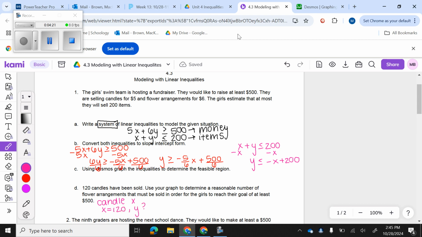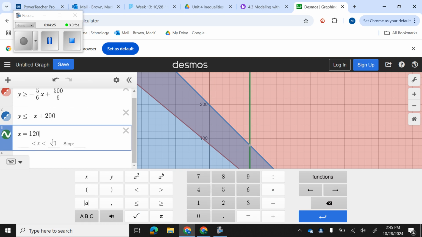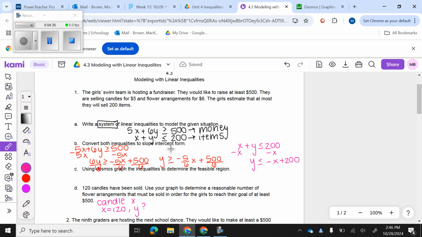Okay, we got to make sure that this is in the feasible region. So I'm going to come in here, I'm going to say x equals 120. I'm going to figure out where they intersect, which is right here, which means my y is 80, okay? They could sell 80 flower arrangements if they sold 120 candles.